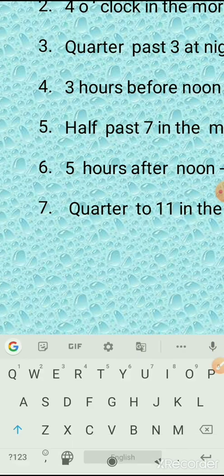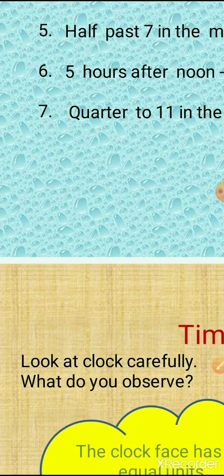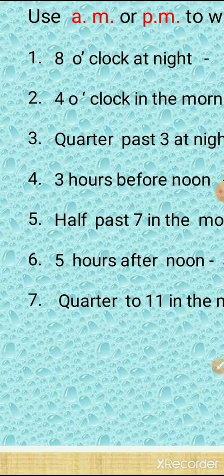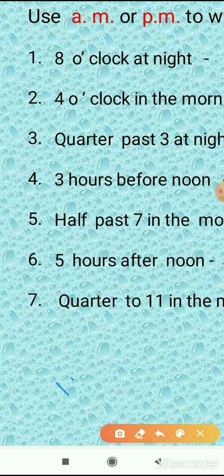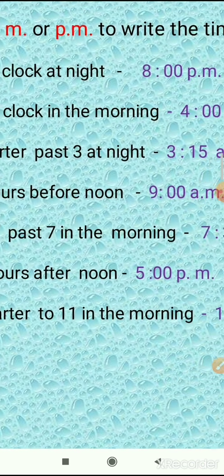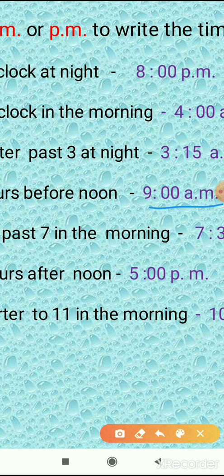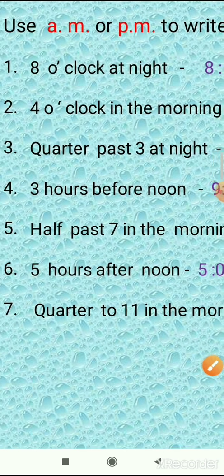Next example: 3 hours before noon. Noon means 12 o'clock, 12 noon, and we go back 3 hours. So we have to subtract 12 minus 3, which means 9. Before noon means it is morning time. For morning time, we write AM. So how do we denote this time? 9 AM.